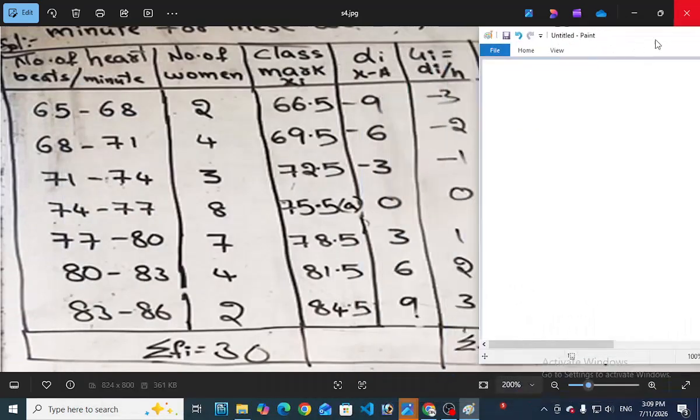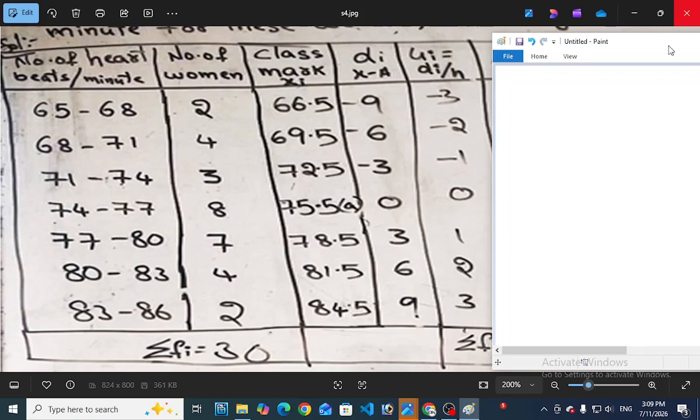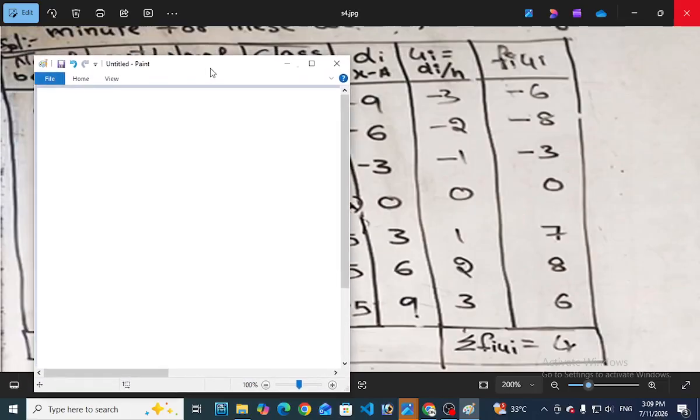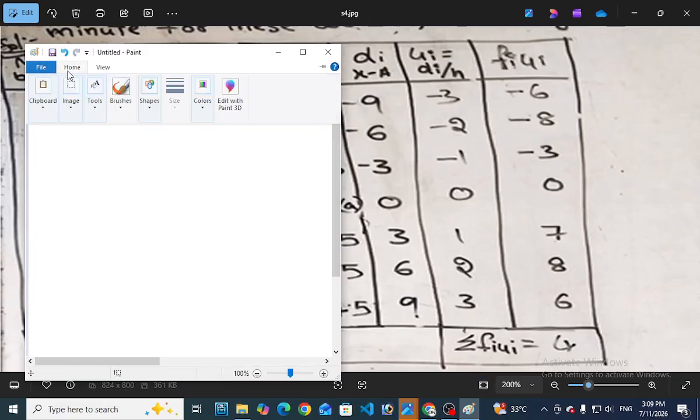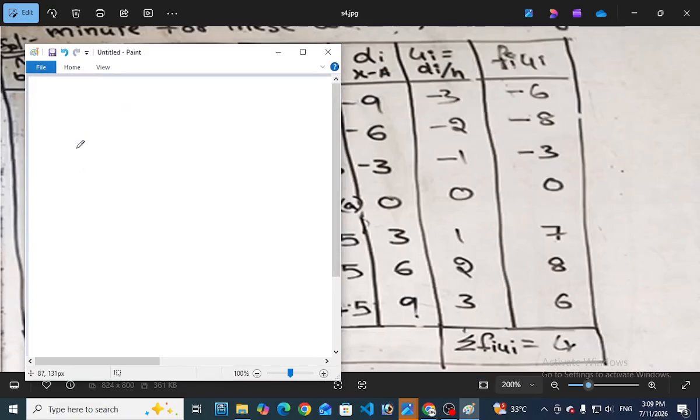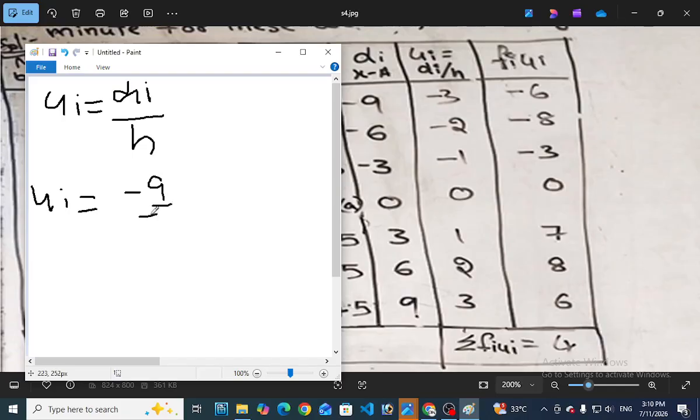After observing the deviations, the data is smaller, no problem. Here with the deviation method too, we can solve the problem. But I wanted to give you more practice for the step deviation. That is why we are going for reducing the values a little more. For that we are using the step deviation method, where ui is equal to di by h, the height of the class. ui is equal to the first class deviation, minus 9, by the height of the class.